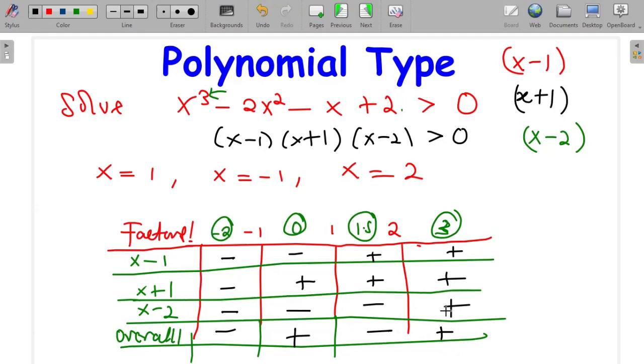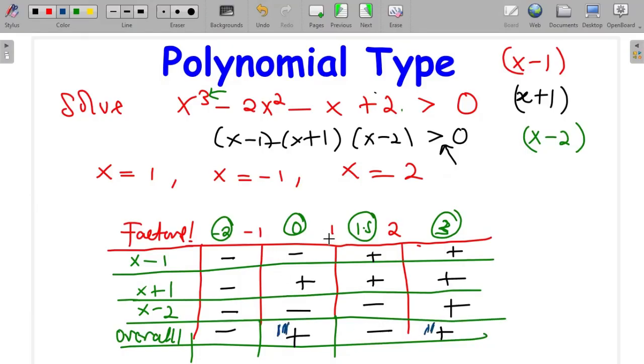Okay. So we are interested in which regions. So you check the sign that you have there. The sign that I have there is greater than. So this whole thing here should be greater than 0. So I'm just interested in the positive regions. Okay. So the positive region is between here and there.